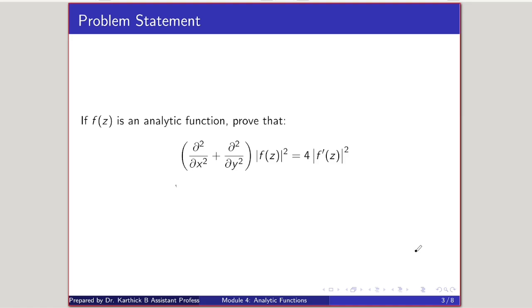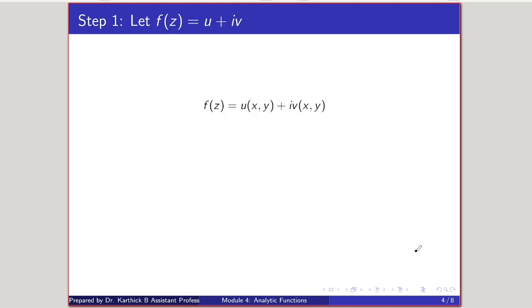First, we will take the LHS part. Then we have to prove that it will be equal to 4 modulus of f dash of z whole squared. So let's begin. First, I take the assumption that f of z equals u of x comma y plus i into v of x comma y. Here u and v are functions of x comma y.